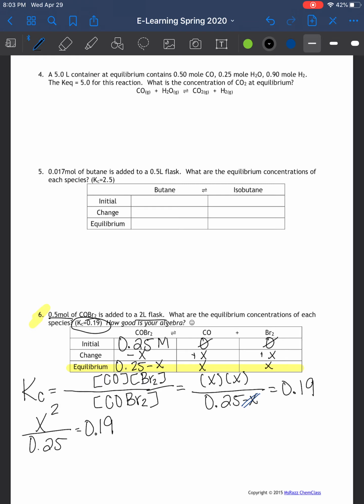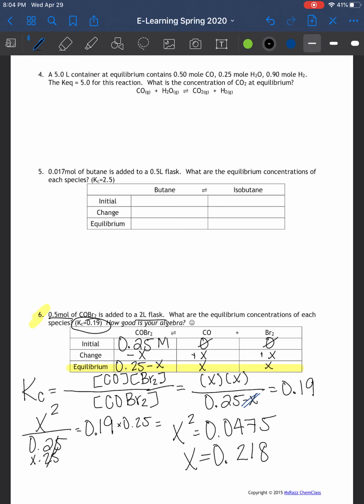Okay, so just like before, I want us to move that 0.25 from the denominator, so multiply by 0.25 to both sides. Cancels here. So I have x squared is equal to 0.19 times 0.25, 0.0475. Take the square root of both sides. So I get my x is equal to 0.2179. So I can round it to 0.218.